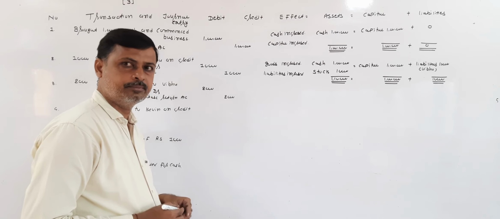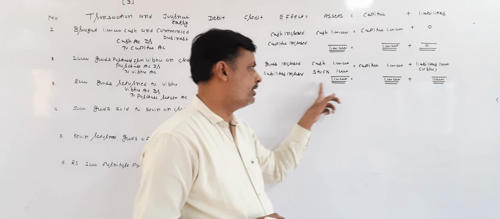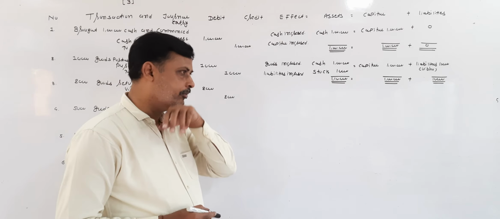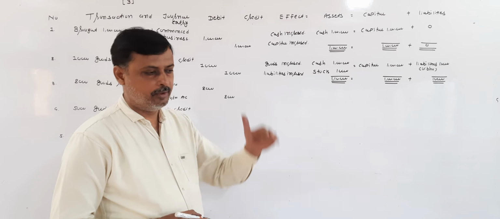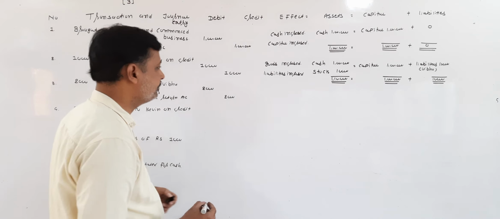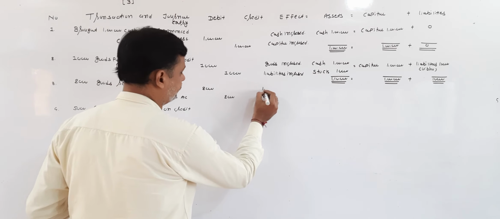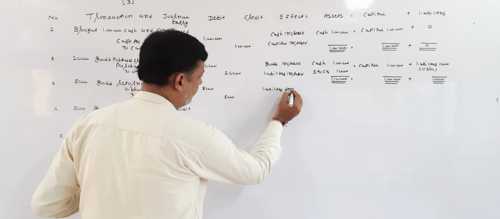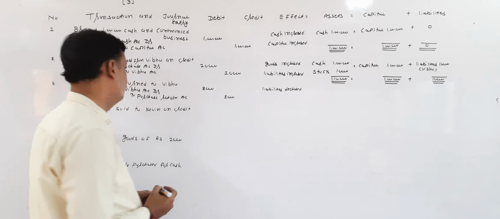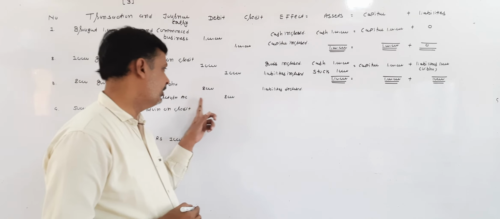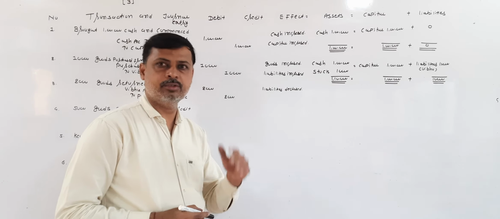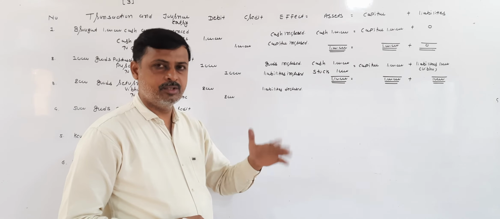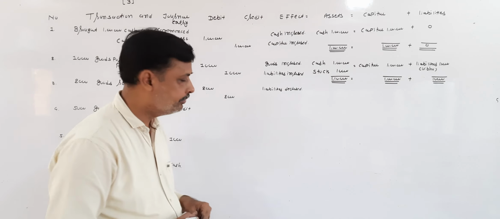So what happens? When you purchased goods on credit, your liabilities increased. Out of 10,000, we returned goods 2,000, so our liabilities decrease. So liabilities decreased, and purchase return means goods goes out. Here goods came in, goods increased. Now purchase return means goods goes out, so goods decreased.